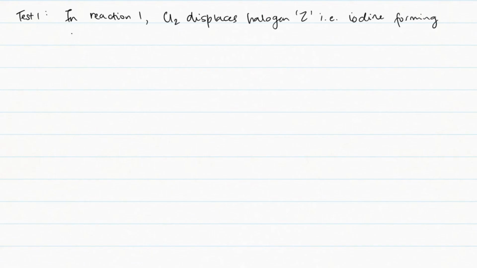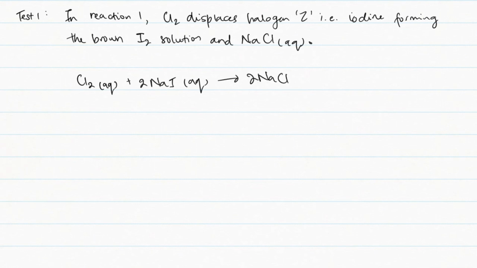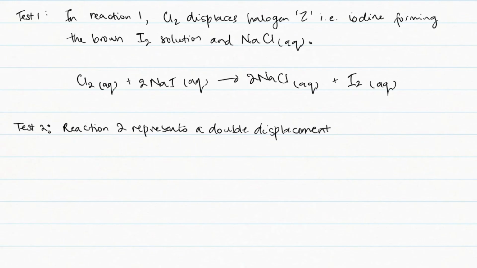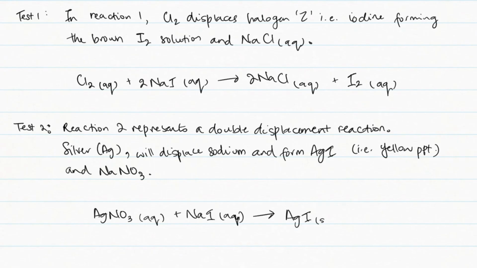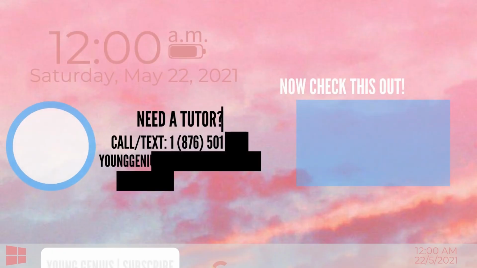This is iodine. In reaction 1, chlorine displaces halogen Z, that is iodine, forming a brown I2 solution and sodium chloride. Reaction 2 represents a double displacement reaction. Silver will displace sodium and form AgI, which is silver iodide, the yellow precipitate seen, and of course aqueous sodium nitrate, NaNO3. Alright, so that was the completed paper, y'all.